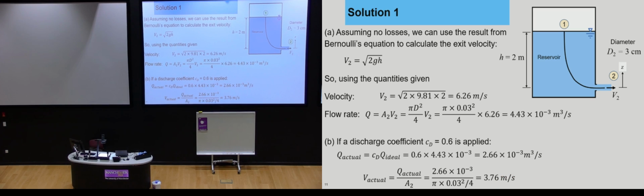Yeah? So, while finding the actual velocity, shouldn't the area be the area of the vena contracta? Yes, but you're not given that information here. Yeah, good question. So the question was, should the actual area being used be the area of the vena contracta? The answer is strictly yes, the area should be. But we're not given any information about that, so we have to assume that the area is the same as the outlet area.